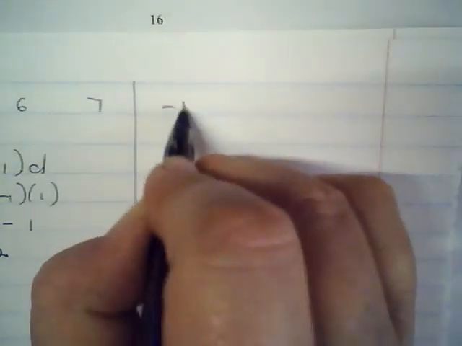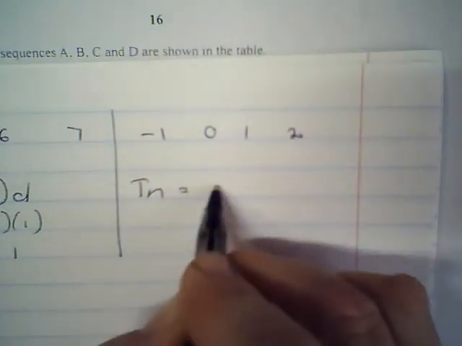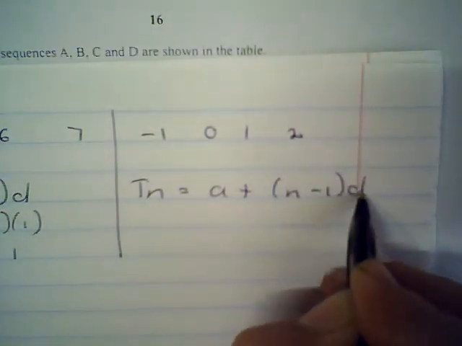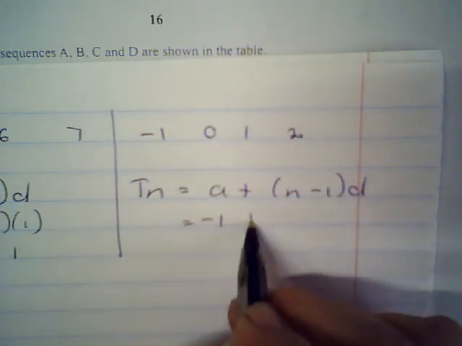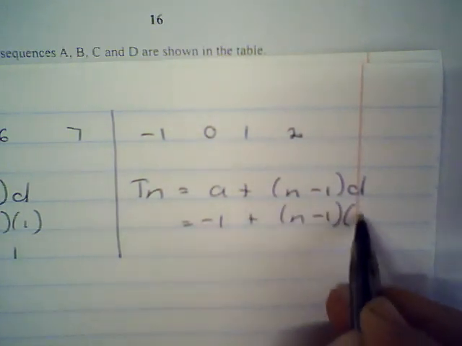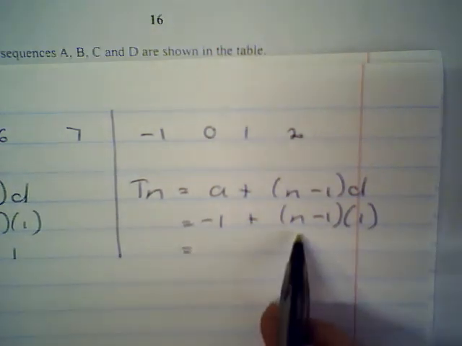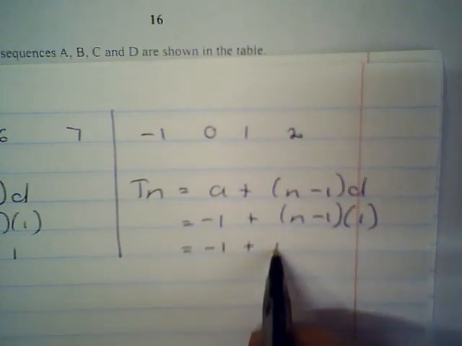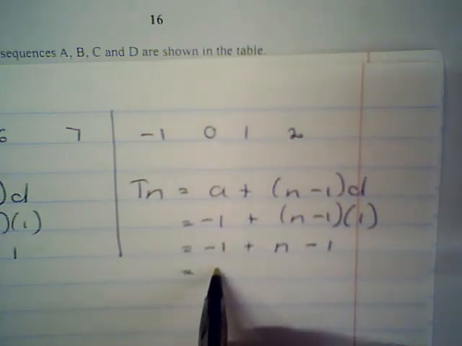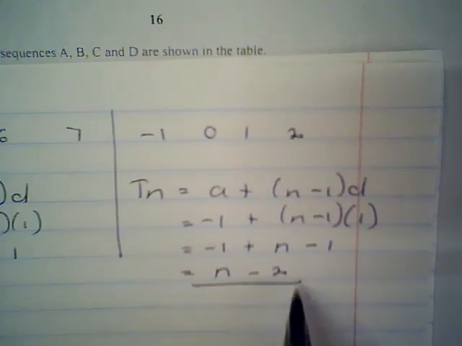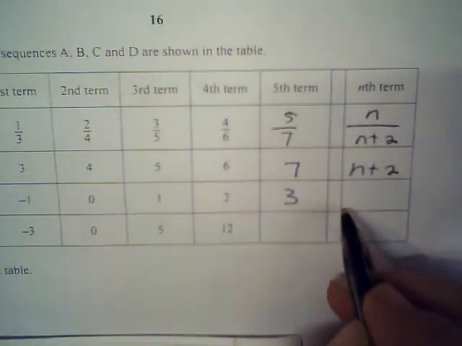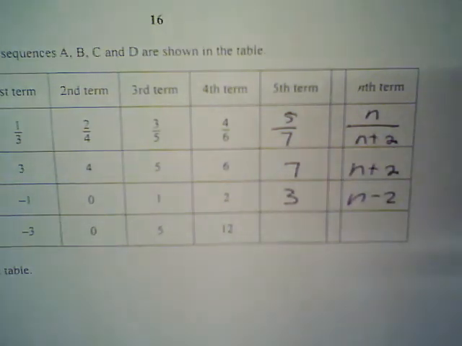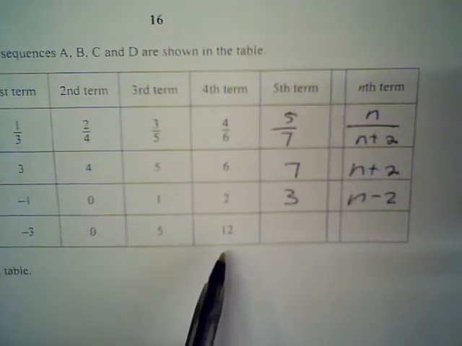But let's work it out. So negative 1, 0, 1, 2. Okay, so Tn equals a plus n minus 1 d. A is negative 1, d is just 1. Negative 1 plus n minus 1 would give us n minus 2. So Tn equals n minus 2. Good, the next question: negative 3, 0, 5, 12.